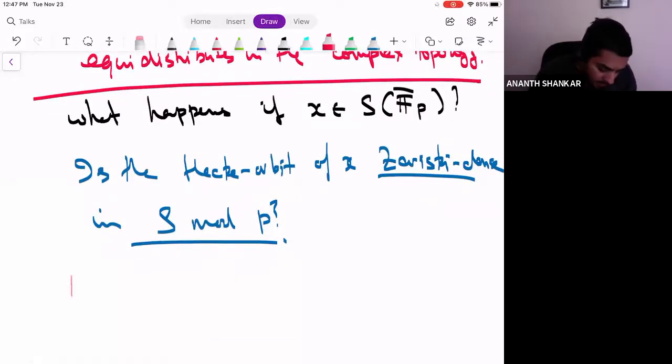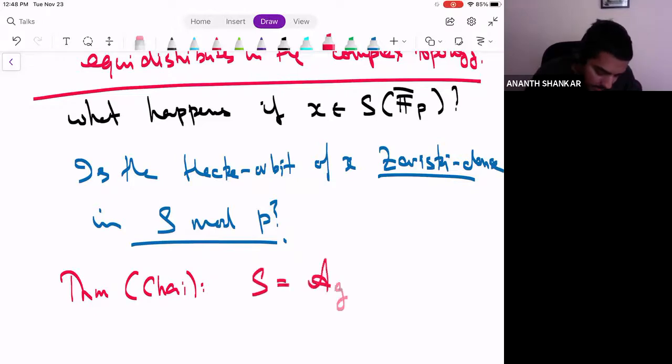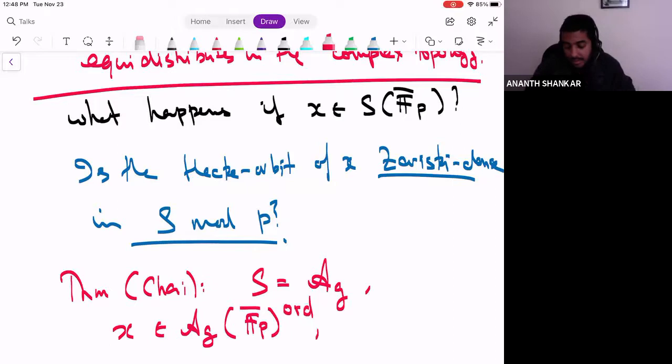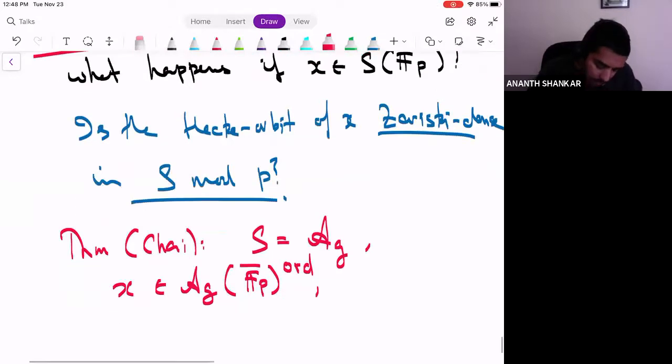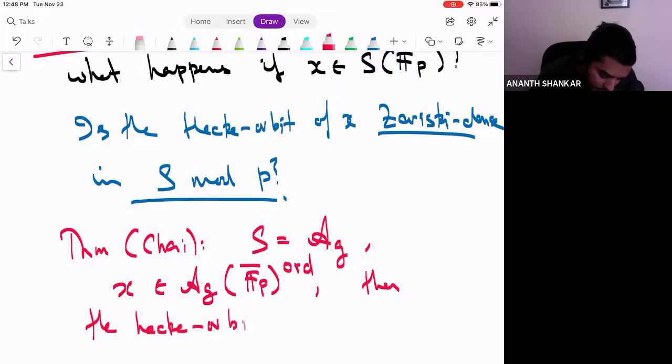So it's an amazing theorem of Chai, who got this conjecture started, that if your Shimura variety is the moduli space of abelian varieties, and if you have an ordinary point, and of course it's extremely crucial that your point is ordinary, otherwise the Hecke orbit cannot be dense in the Shimura variety mod p, then what Chai proves is that the Hecke orbit of X is Zariski dense.